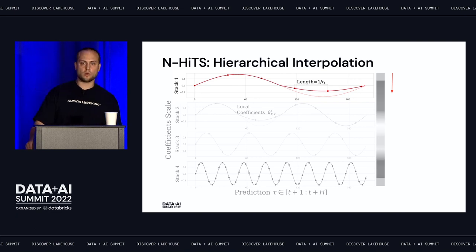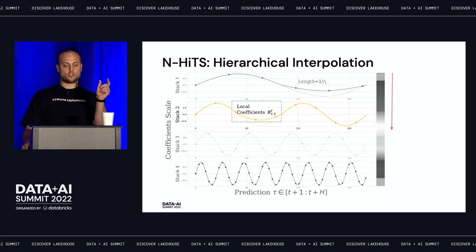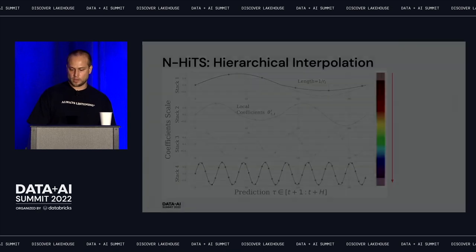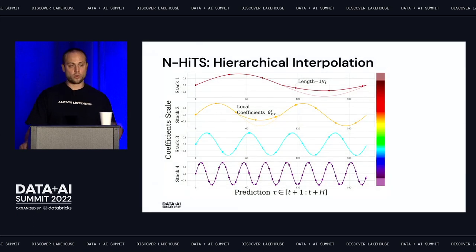So what the model is doing is every layer is learning a different frequency. At the beginning, we start with a very long distance between the points. And this could be understood as low-frequency signal modeling. Then we start shortening the distance between the points, and the frequency starts growing. And if we keep doing this, we are going to end up with different layers. Every layer of the network is learning a different frequency.